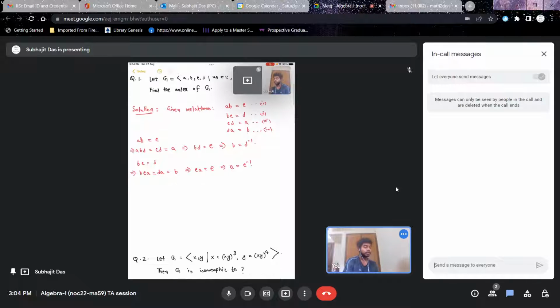Once we have this, we know that A and C are mutual inverses, B and D are mutual inverses. Now let's try to see if we can find some relation between A and B. Indeed we can, because if we use the first relation, AB is equal to C, then AB is equal to A inverse, since C is A inverse as we have found out. So this implies that B is A to the power minus 2, and hence D, which is B inverse, is equal to A square, right?